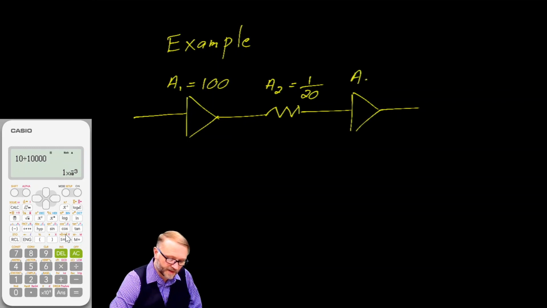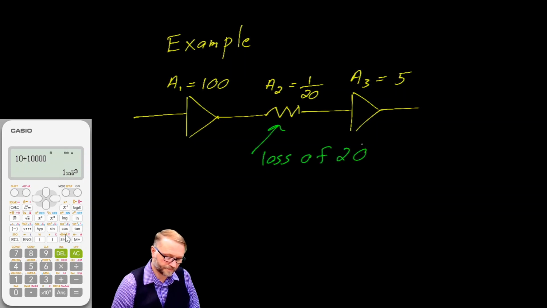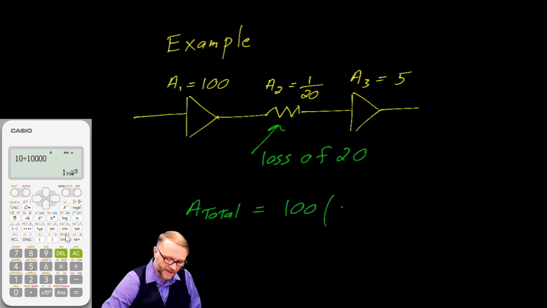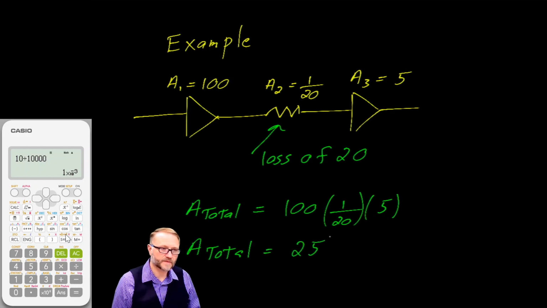Finally, we have amplifier 3 that has a gain of 5. Regarding this attenuator, if it helps, you could think of it having a loss of 20. The total gain is calculated as 100 by 1 over 20 by 5. So the total gain is equal to 25. Remember, there are no units associated with the gain.